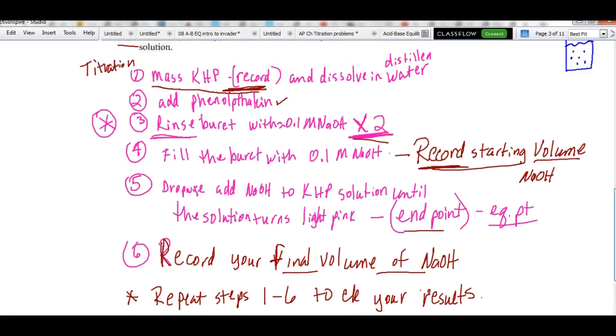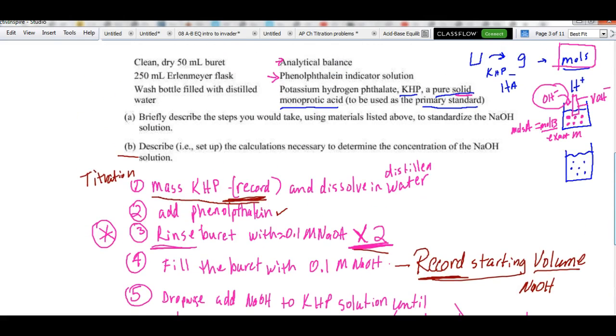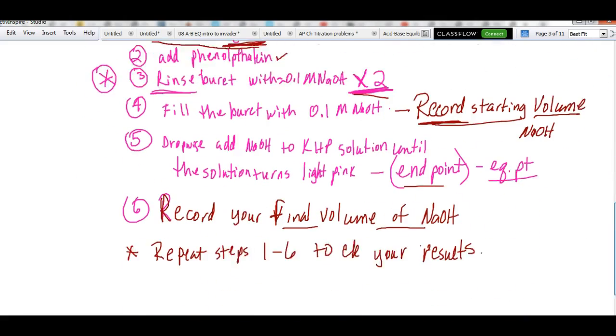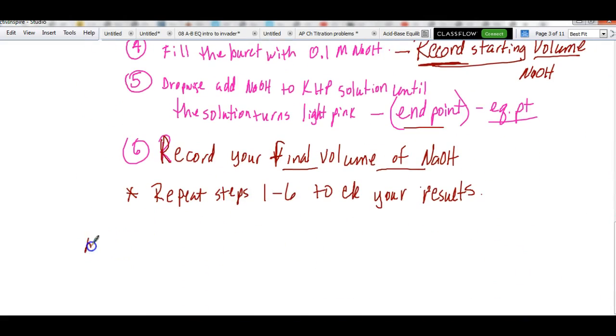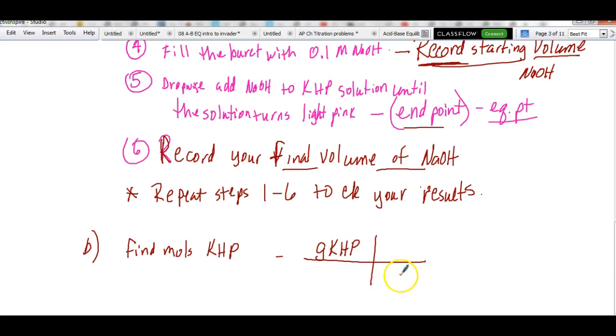B says, what calculations would you do? The setups would be necessary to determine the concentration. Okay, so B, first you're going to find moles of KHP. And so you've got grams. So you're going to take your grams of KHP and multiply it by 1 mole of KHP per grams of KHP. And that's going to give you moles of KHP.